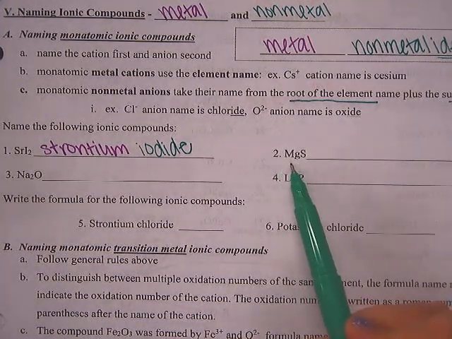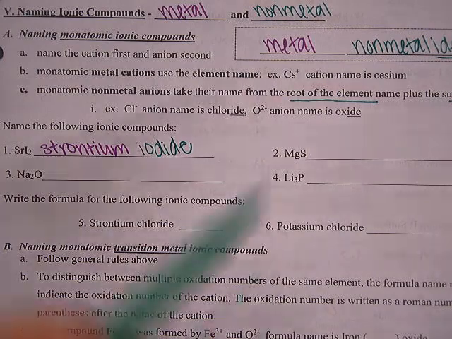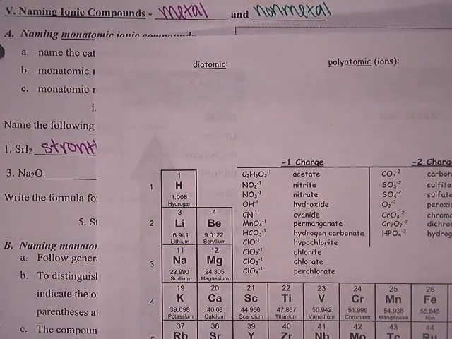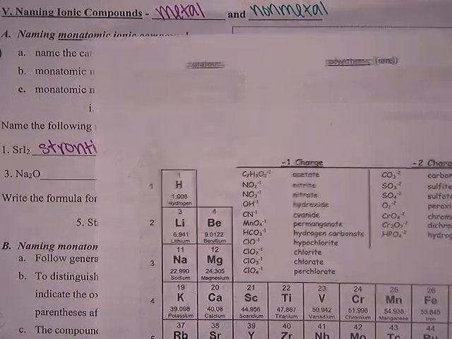Number 2, we have Mg and S. So look up the element Mg on our periodic table, and that is what? Magnesium.